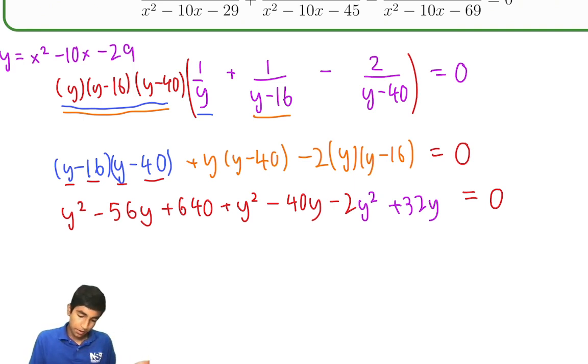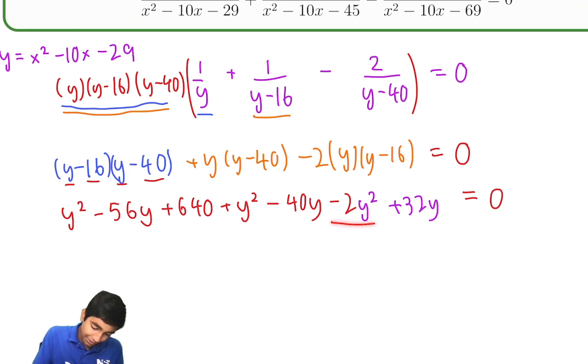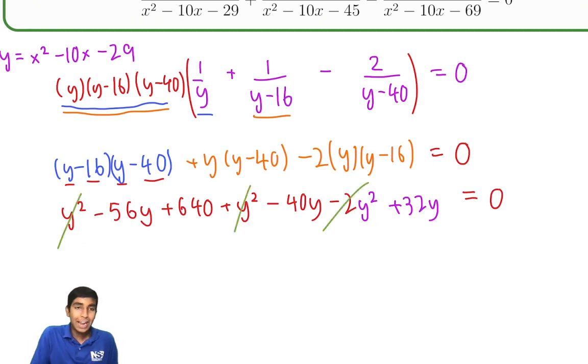Now let's see what we have. Oh, look at that. Isn't that interesting? Negative 2y squared, y squared, y squared. Isn't that wonderful? We thought we would have a quadratic, but we now only have a linear equation. And that's even easier to solve.